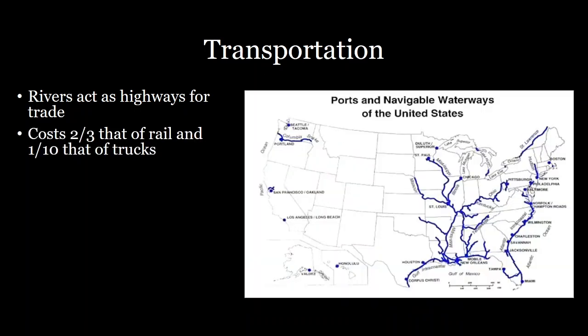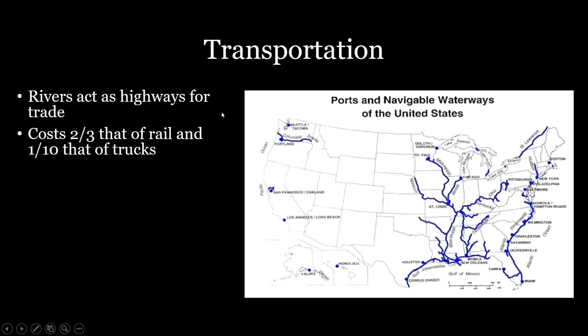Here is a map showing all the different navigable waterways within the United States, including the Mississippi River, some smaller waterways along the coast, and the Columbia River, which is the largest navigable waterway on the West Coast.